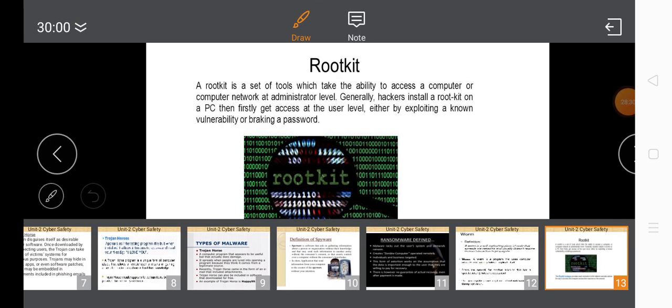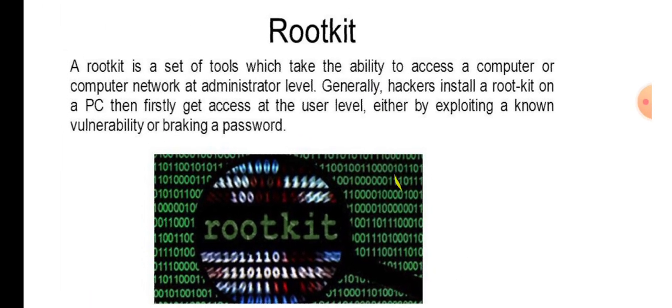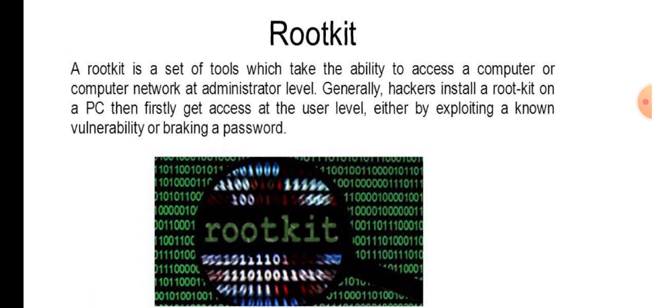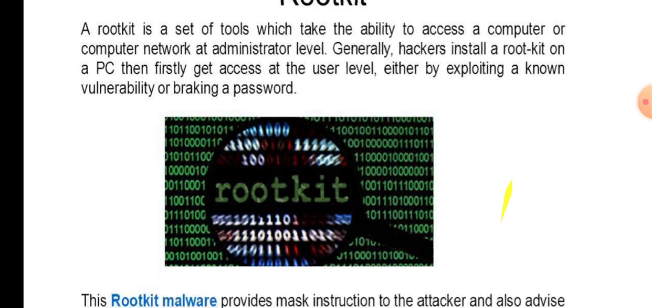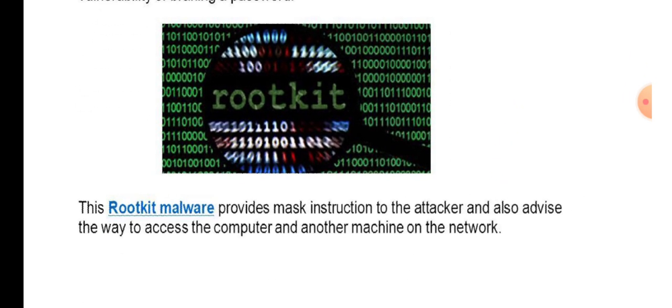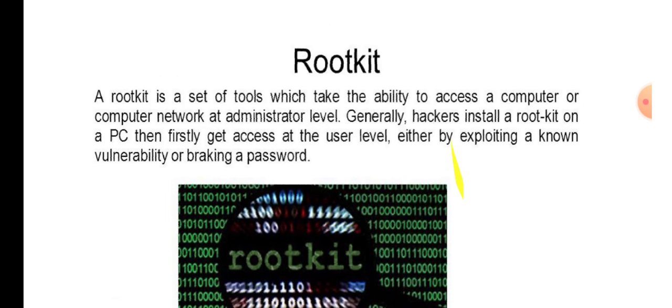A rootkit is a set of tools that gives the ability to access a computer or computer network at administrator level. Generally, hackers install a rootkit on a PC after first getting access at user level, either by exploiting a known vulnerability or by breaking a password. This rootkit malware provides masking for the attacker and also provides a way to access the computer and other machines on the network.